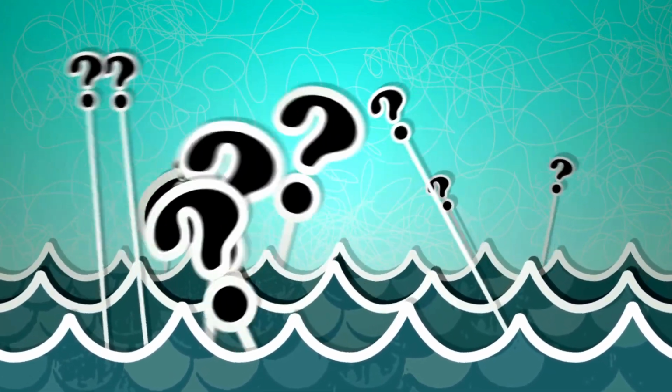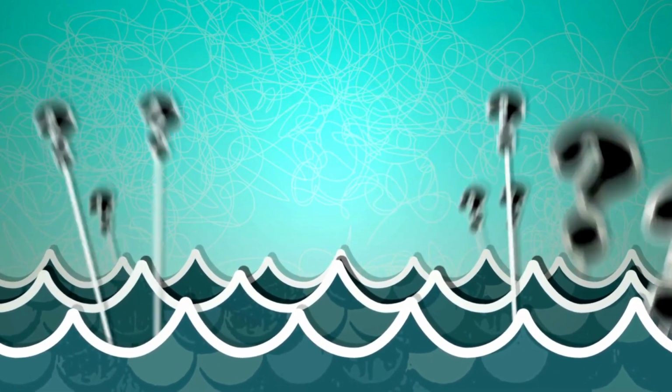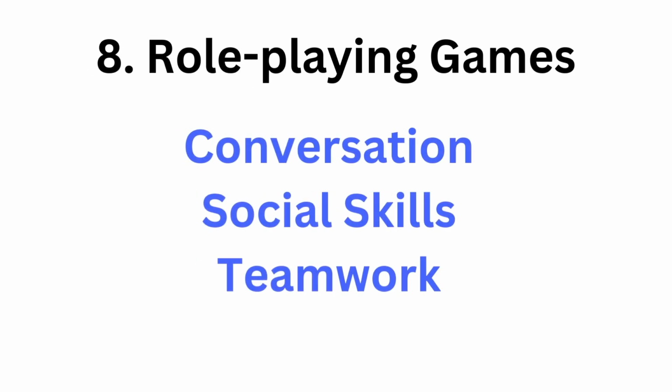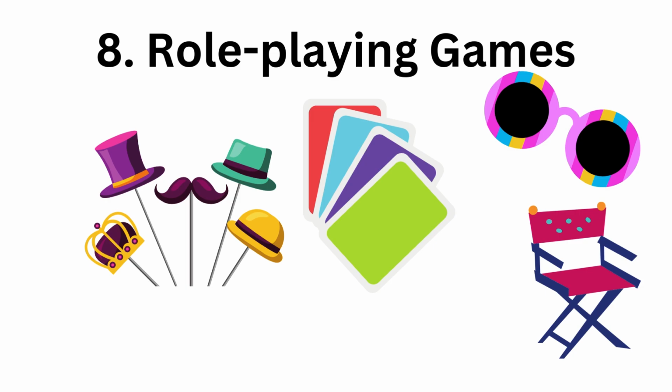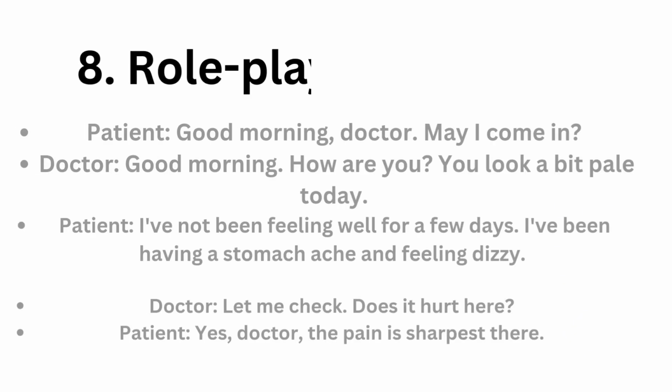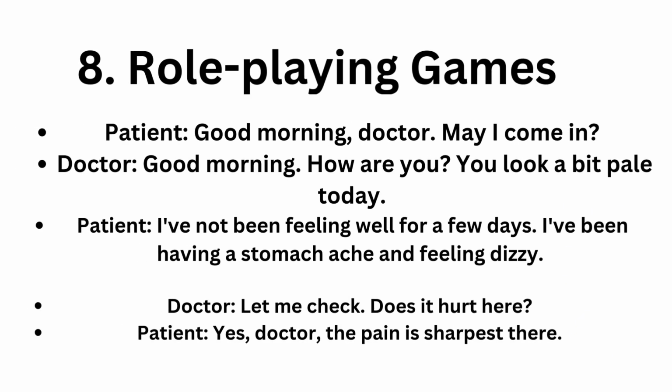The last activity is role-playing games. The skills learned are conversation, dialogue practice, social skills, and teamwork. The things you will need are simple costumes, props, and scenario cards. What kind of scenarios can be practiced in role-playing games? Visiting a doctor, buying a toy or a teddy bear, going on a picnic, and so on.